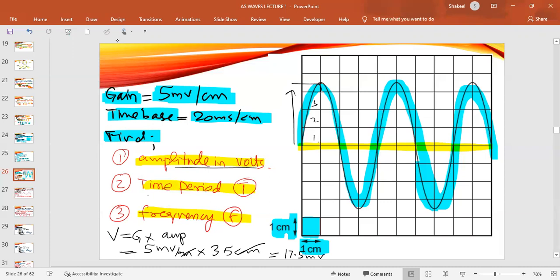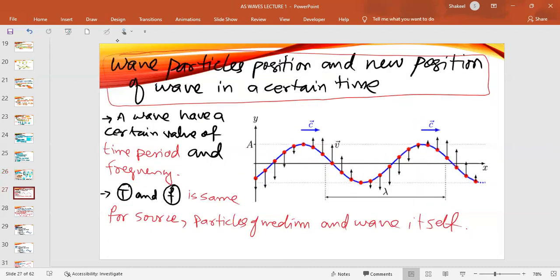Then you have to look for the time base. For the time period, it is time base into wavelength. So time base is 20 millisecond per centimeter. And how much is the wavelength? You have to look in one wave. In one wave, how many boxes are there? 1, 2, 3, and 4. So it is 4 centimeters. So centimeter cancel. 4 twos are 80. So it means the time period is 80 millisecond. So that's the answer. Okay, and then frequency, frequency is 1 over T. So 1 over 80 into 10 to the power minus 3 will give you the frequency.